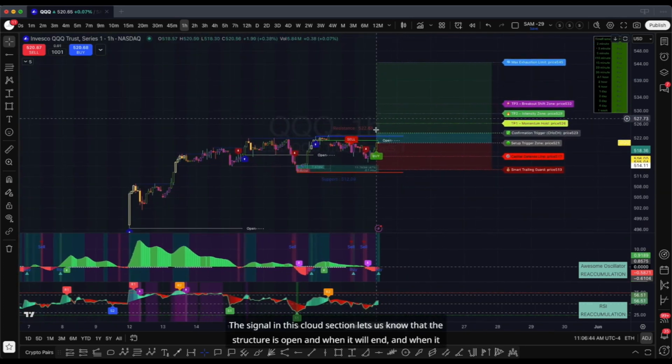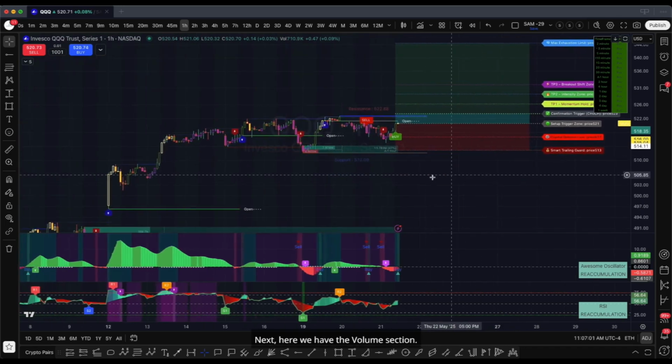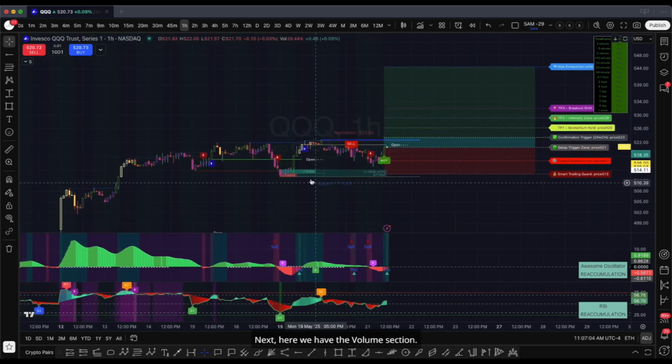The signal in this cloud section lets us know that the structure is open and when it will end. And when it ends, this will give us signals that the level will start to narrow. So it tells us, okay, that structure is finished and we have to switch the time frame. Okay, next, here we have the volume section.